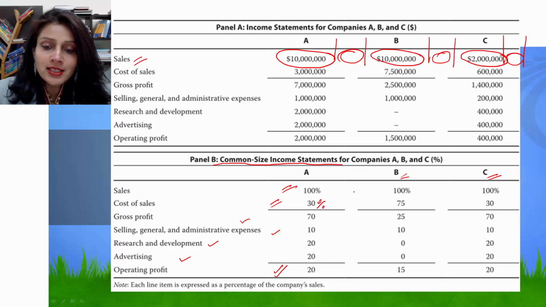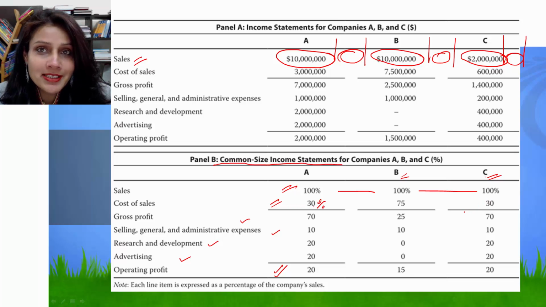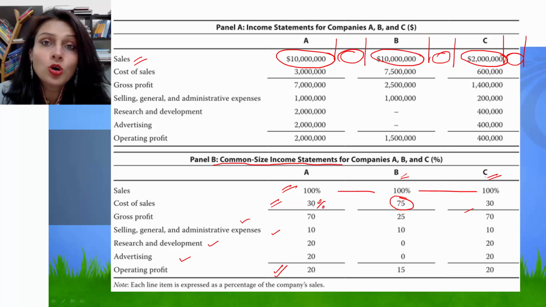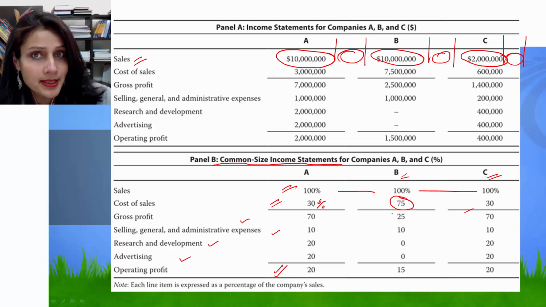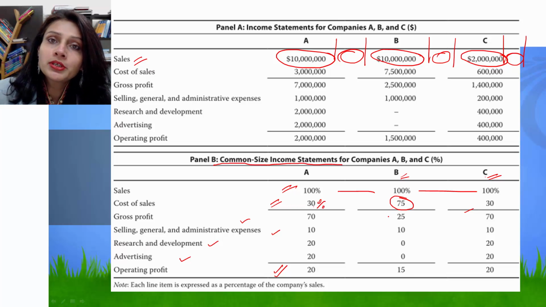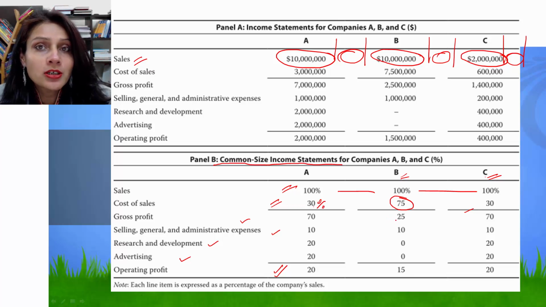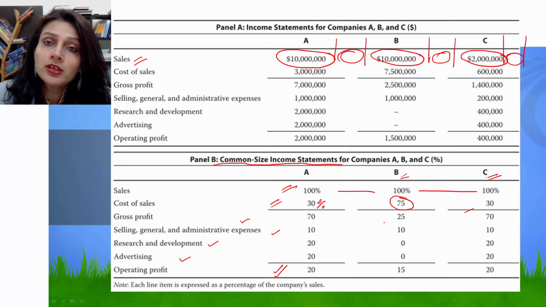Now you can see because these are just percentages, you can compare them easily, and you can see that both company A and company C have cost of sales as 30%, while company B has cost of sales of 75%. That means either its raw material is more expensive or it is using traditional technologies to manufacture its products. You can find out the reason for these differences if you go into more details in the annual reports of these companies.